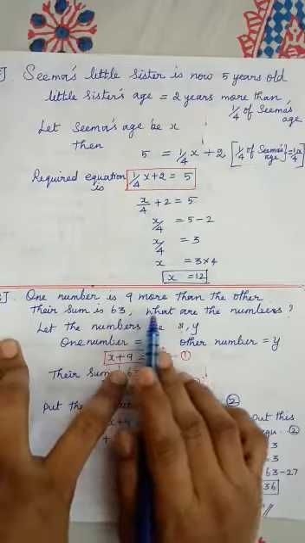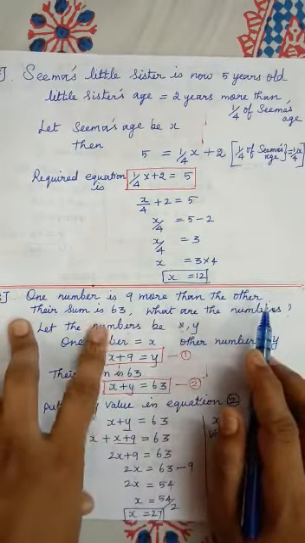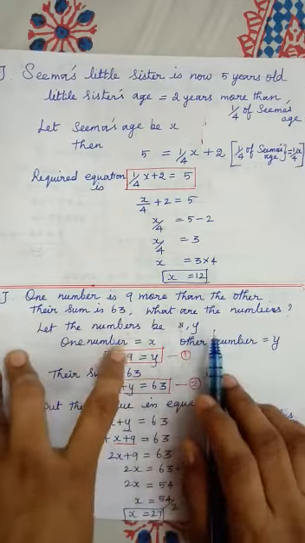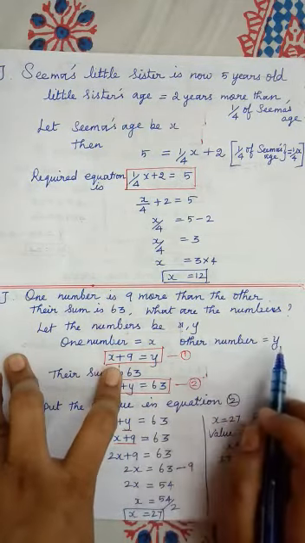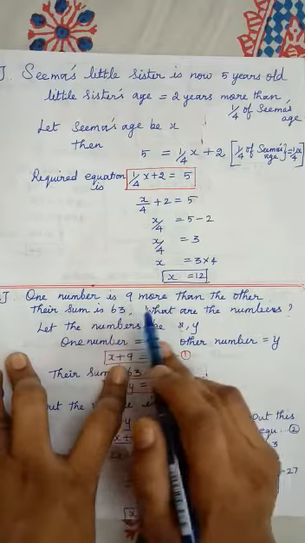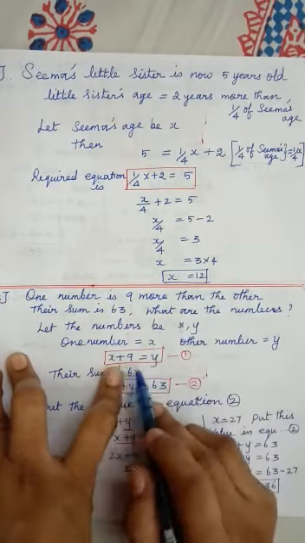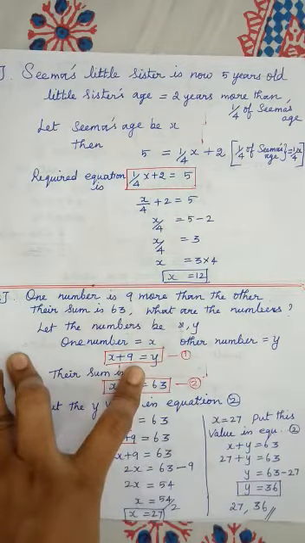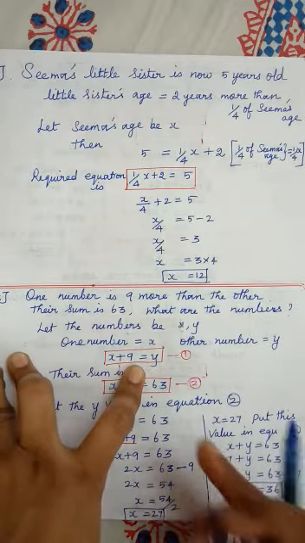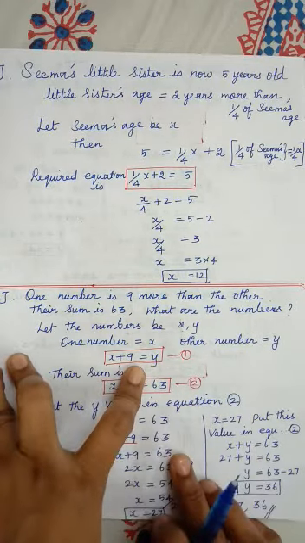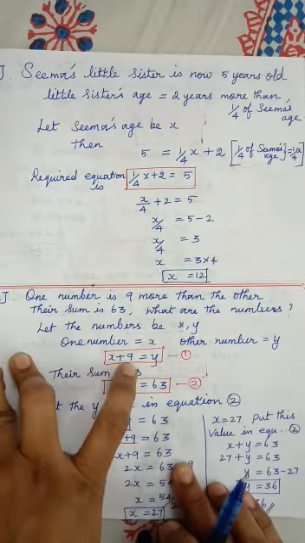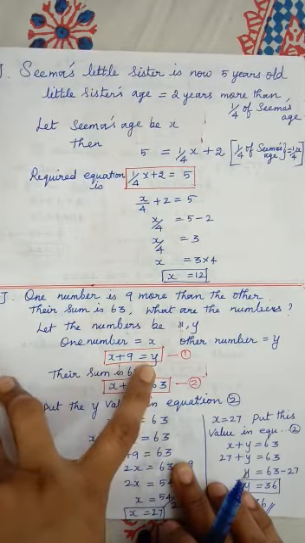One number is 9 more than the other. Their sum is 63. What are the numbers? Students, listen. Let the numbers be x, y. One number is x, the other number is y. One number is 9 more than the other, so x plus 9 is equal to y. In this type of question, we have to make two equations, and from these equations find the values of the variables.